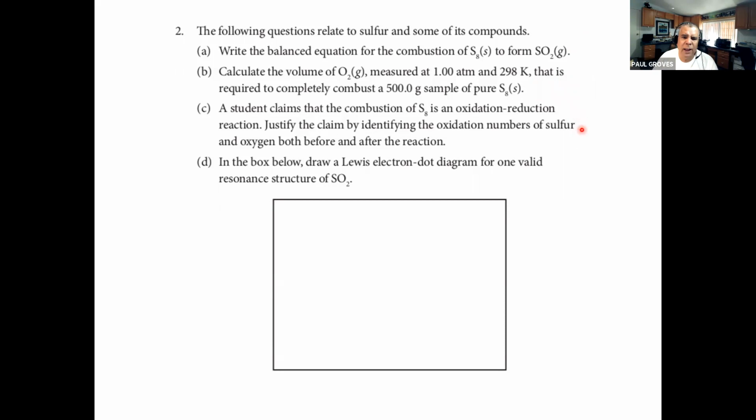For C, a student claims that the combustion of S8 is an oxidation reduction reaction. Justify the claim by identifying the oxidation numbers of sulfur and S in SO2. This is a really common kind of question, and we saw that on this year's exam. They said, here's a statement that somebody claims. Do you agree with this or do you not agree with this? And justify your answer. And here in the box below, draw a Lewis dot diagram for one valid structure of the resonance of SO2. If you do this, you're going to find out that it has a couple of resonance structures. Either one would be okay.